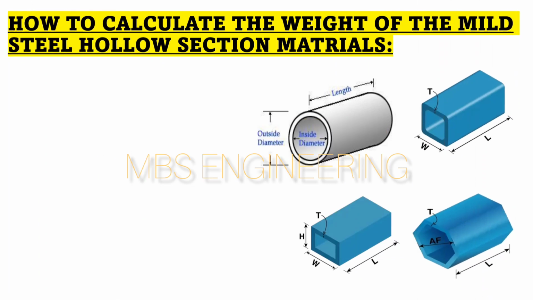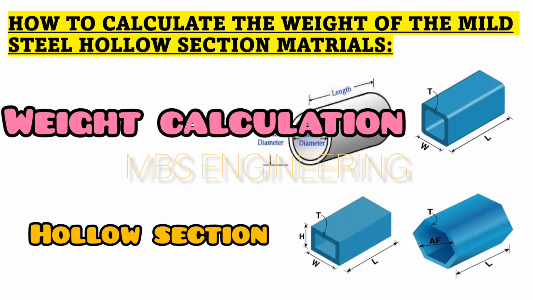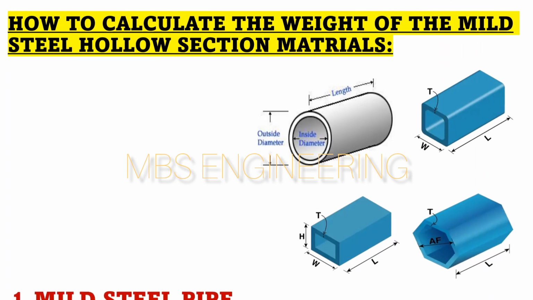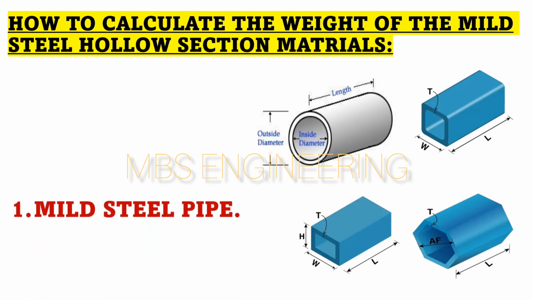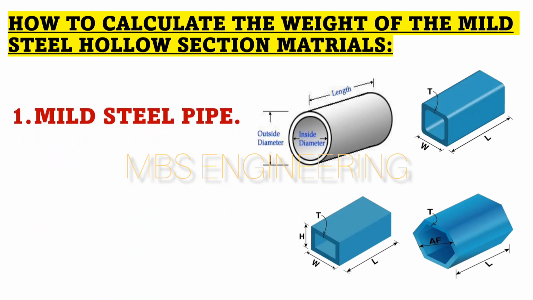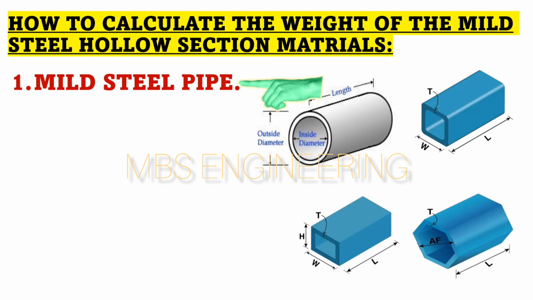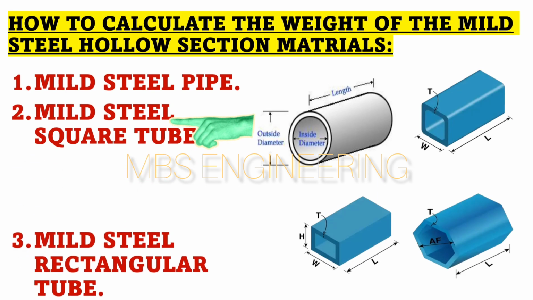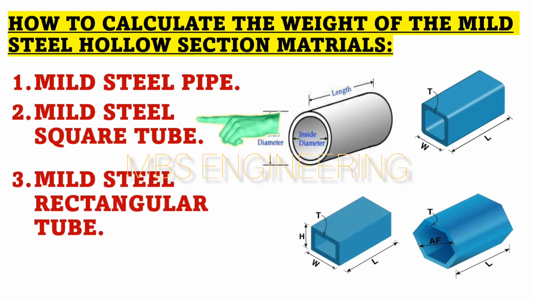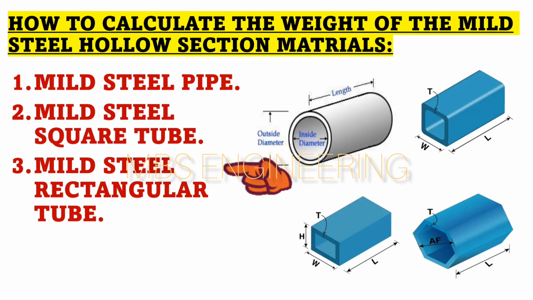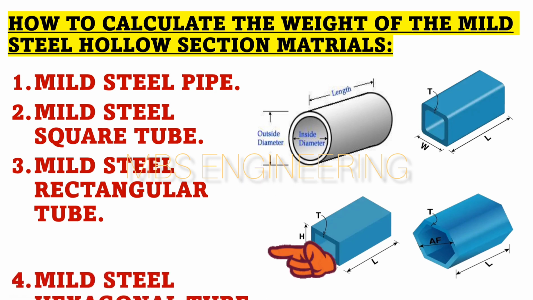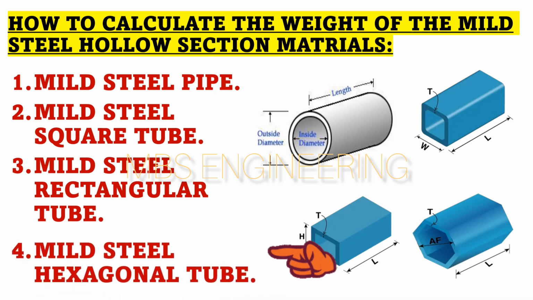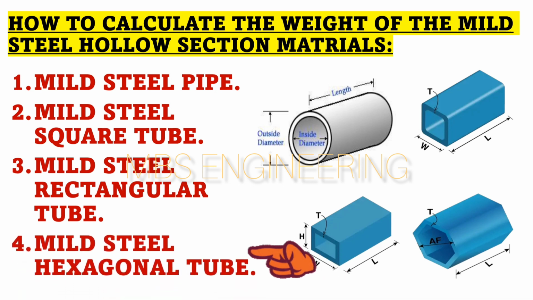Today, we will look at how to calculate the volume and weight of the hollow section mild steel materials. We will discuss the below detailed topics. The first topic is volume and weight calculation of the mild steel pipe. The second topic is volume and weight calculation of the mild steel square tube. The third topic is volume and weight calculation of the mild steel rectangular tube. The fourth topic is volume and weight calculation of the mild steel hexagonal tube.